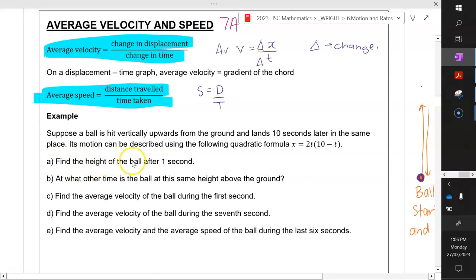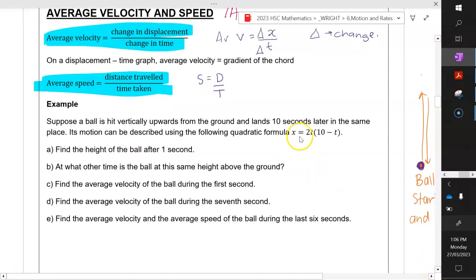Part A says, find the height of the ball after t seconds. In this case, the height is to do with its displacement, how far away it is from where it started. It started on the ground, and it went up, and it came back down. And our displacement in these questions is related to time. We're used to having x's and y's. We've got another variable in there, and everything's being related back to time.